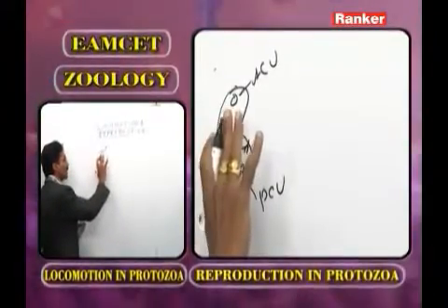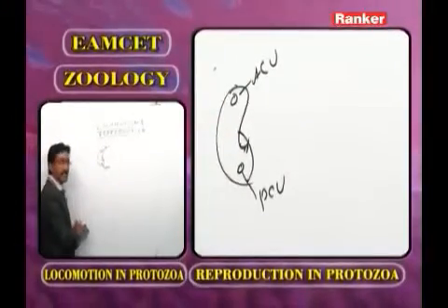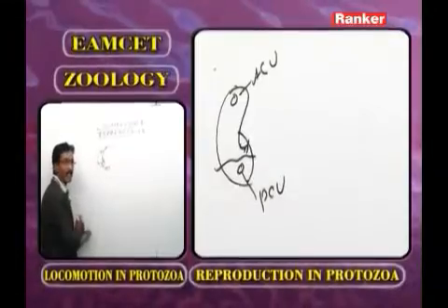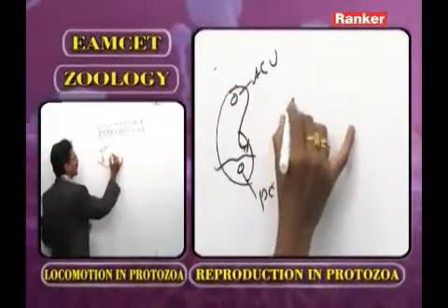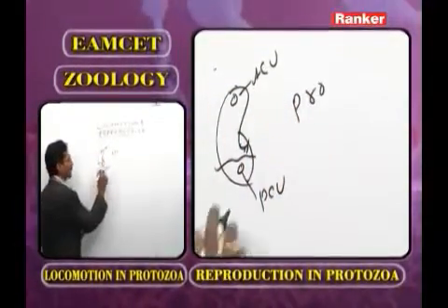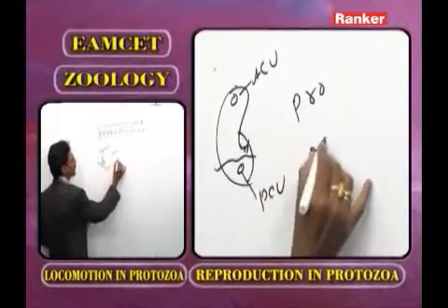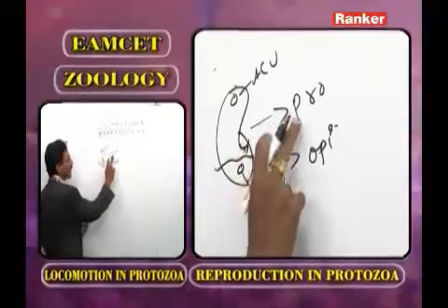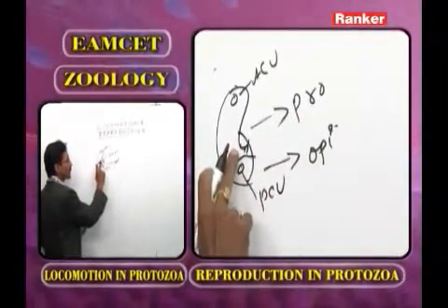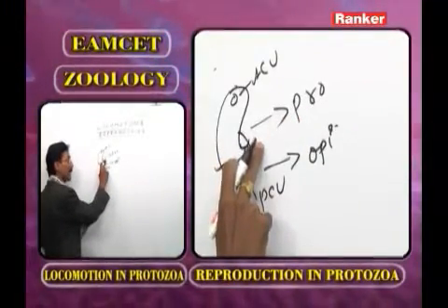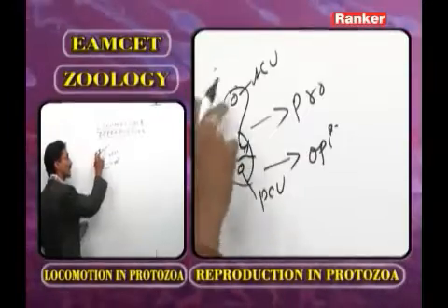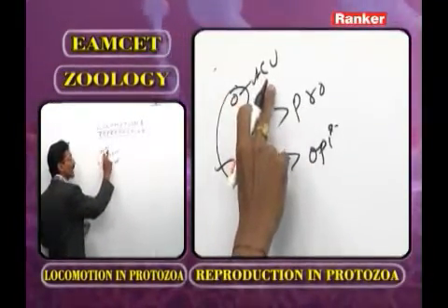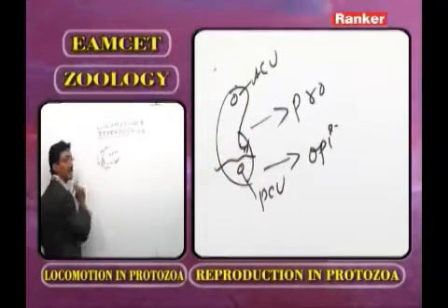Now, whatever it may be, the parent Paramecium undergoes asexual reproduction by transverse binary fission. After completing the transverse binary fission, this anterior part we call the proter, and this posterior part we call the opisthe. Now, the proter receives the cytopharynx of the parent and one of the contractile vacuoles. The proter receives the original anterior contractile vacuole and the original cytopharynx.